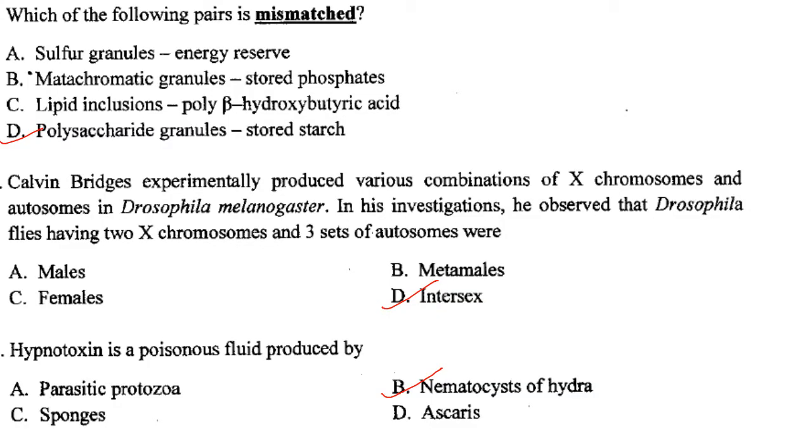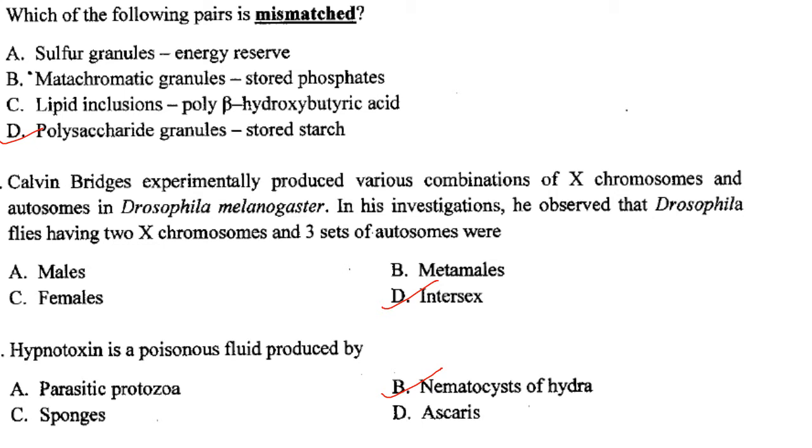Then next one. Which of the following pair is mismatch? So sulfur granules, they are energy reserve. Metachromatic granules, stored phosphates. Lipid inclusions, polybeta hydroxybutyric acid and polysaccharide granules, stored starch. So polysaccharide granules, that is not stored starch, but contain glycogen as storage form of glucose, not starch. So the correct answer is option D, and polysaccharide granule stored starch is the mismatch.